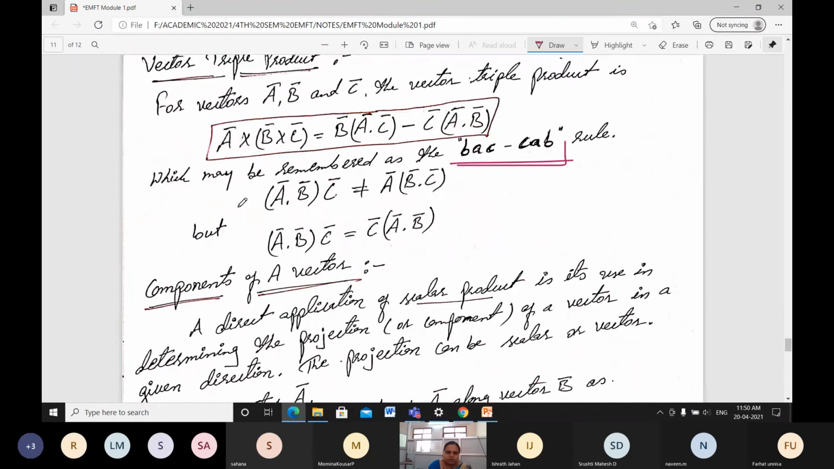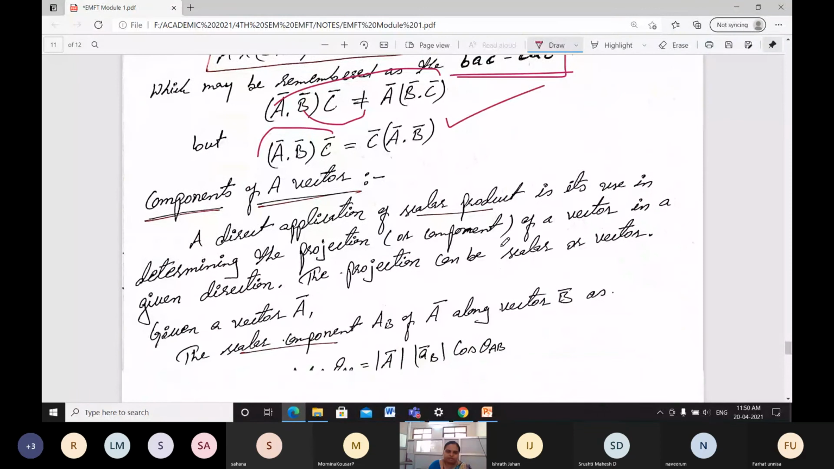Observe here that (vector A dot vector B) multiplied with vector C is not equal to vector A multiplied with (B dot C). But when (A dot B) is multiplied with the C vector, that is equal to C times (A dot B). I can change the position, but I can't change the components of the vectors. That's what it is telling us.